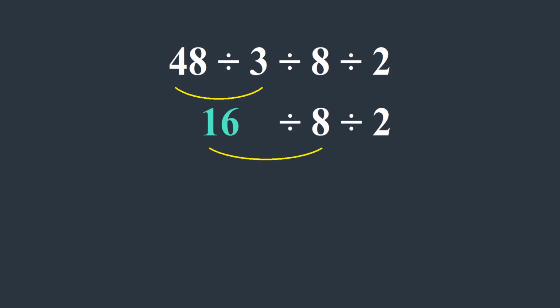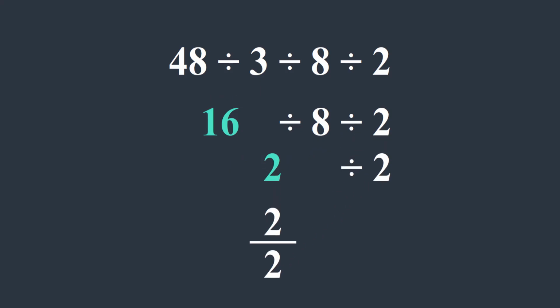And now we have to do this division. 16 divided by 8 is just 2. So 2 divided by 2 can be written as 2 over 2, which equals 1. This is our final answer to this problem.